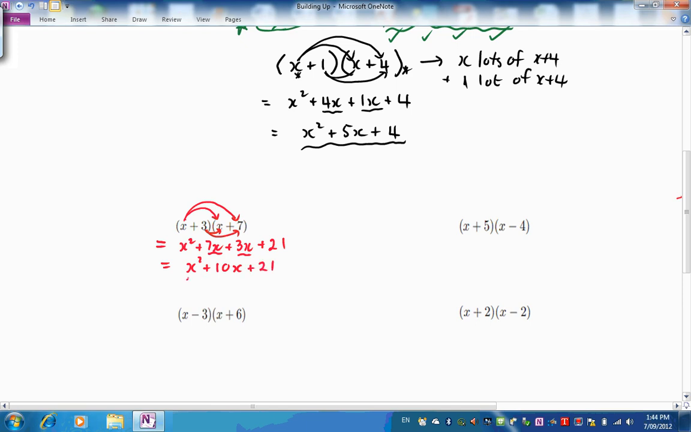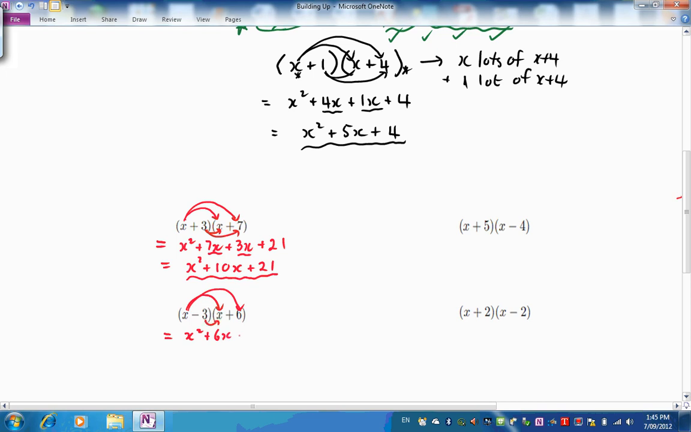X squared's a different number, isn't it? It's different from x. X squared is x times itself. Let's come down to the bottom one down here. X take 3 times x plus 6. That's x times x is x squared, then x times plus 6 is plus 6x.